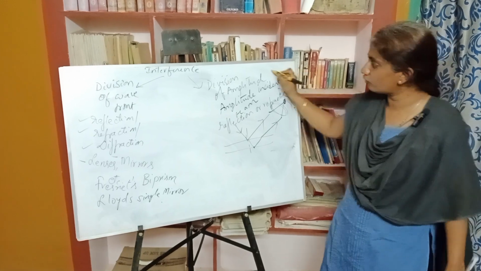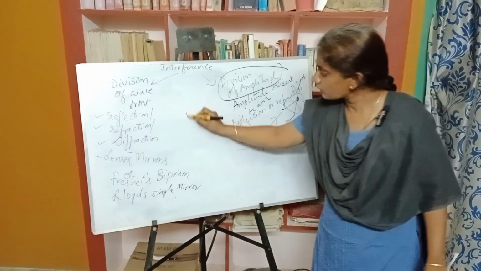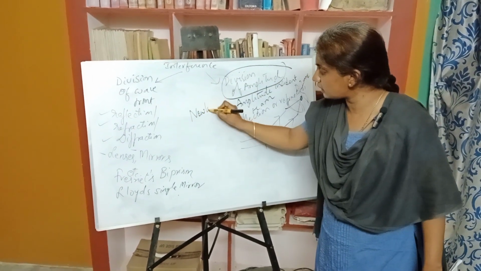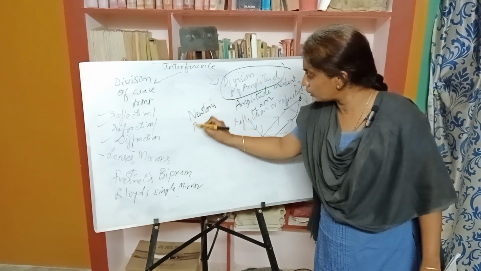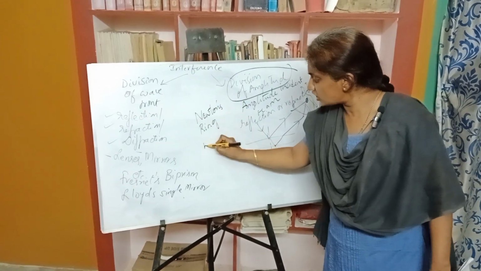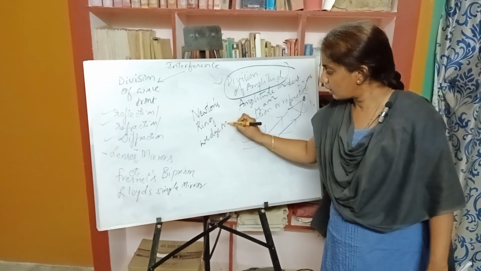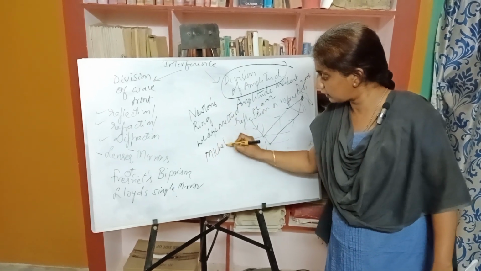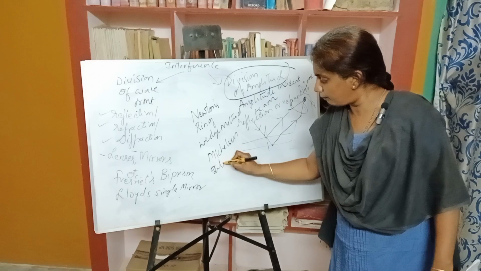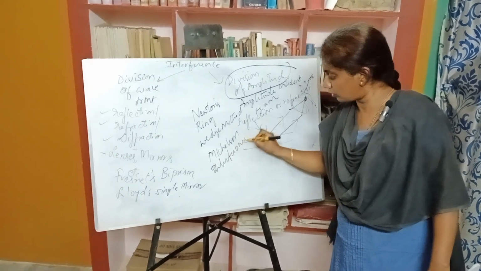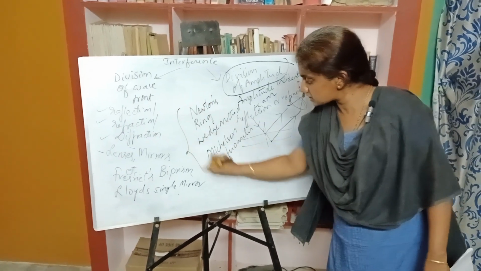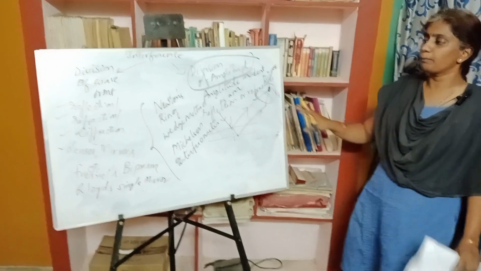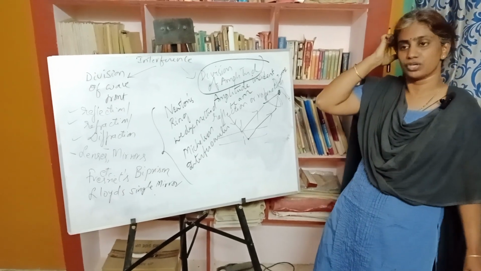This method of division of amplitude is used in experiments like Newton's rings, the wedge method, Michelson interferometer, Fabry-Perot interferometer. So these are some of the experiments that employ this technique.